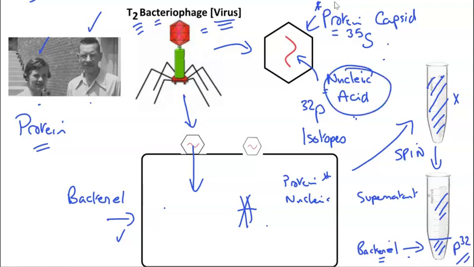And so this added to the information, the suggestion, the evidence that nucleic acids were in fact the actual molecule of genetic information and not the proteins.